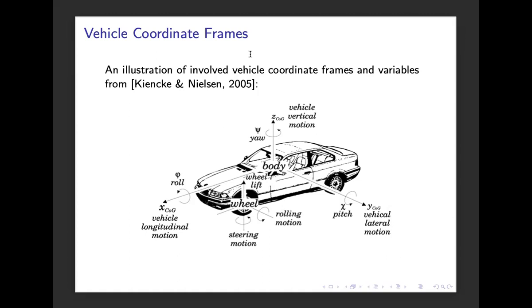In addition, we need to consider how the wheels behave and how they interact with the road. And we need to consider how the power, or the torque, to the wheels is delivered. Those are the subsystems that we need to consider in order to have a full vehicle model.